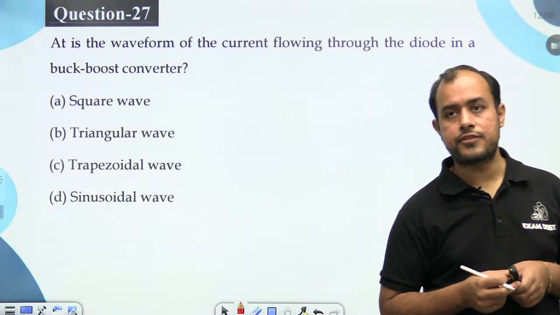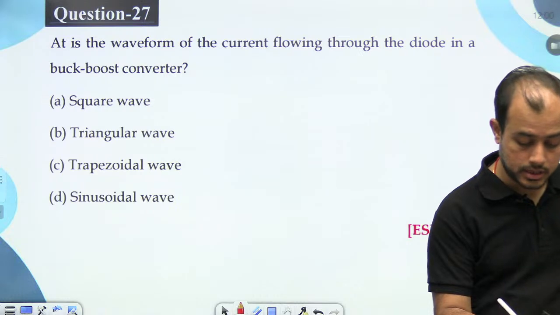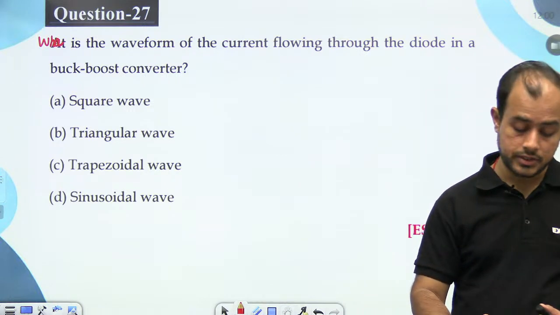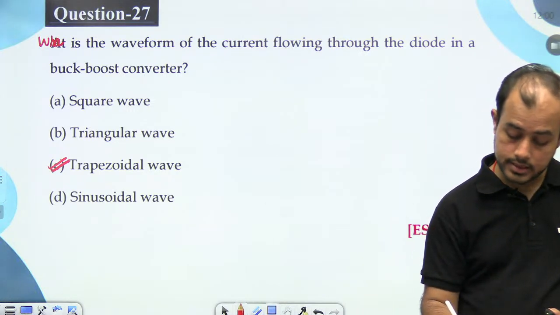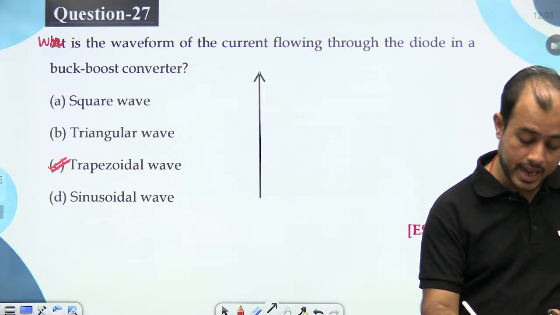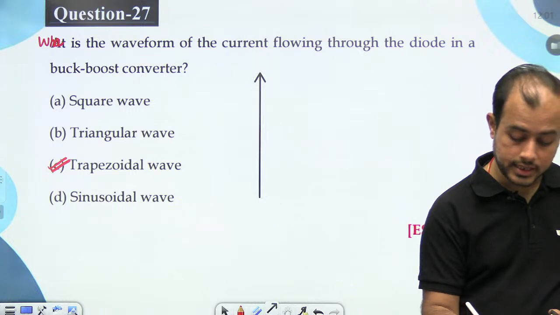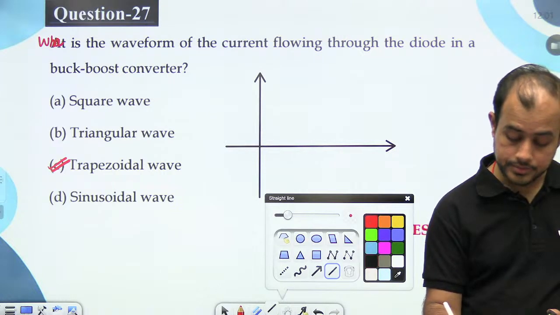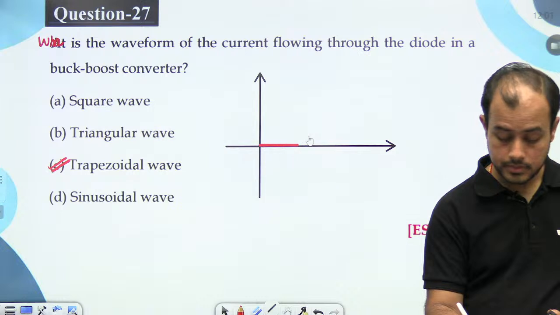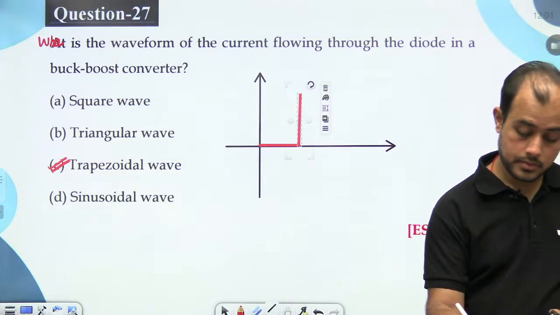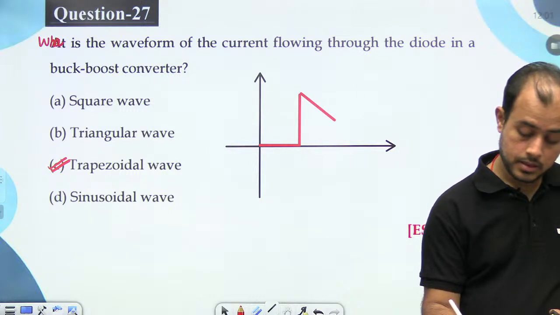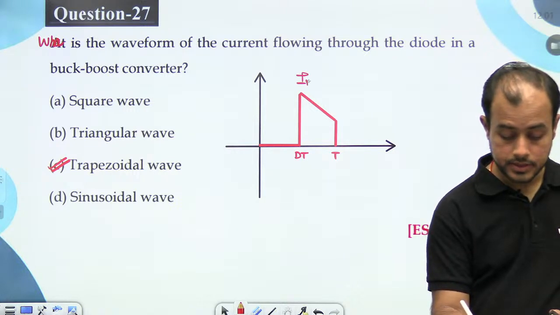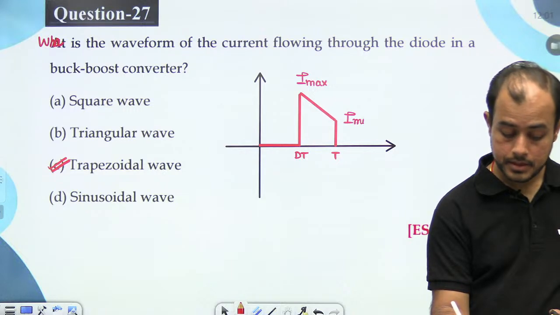What is the waveform of the current flowing through the diode in a buck boost converter? The answer is trapezoidal. Basically, the diode carries the discharging part of the inductor current. Like this. So this is trapezoidal. Correct?